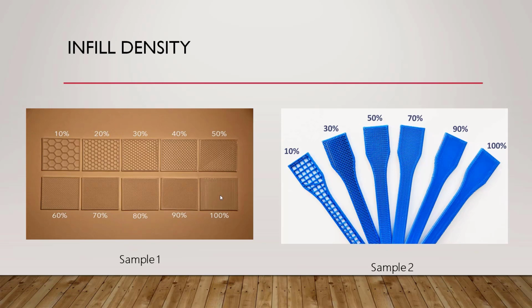In sample 2 again you can see 10%, 30%, and you can clearly see how density varies and how it affects your print. If density is high, then your product will take a long time, more material will be consumed, and many more things. So you should decide for what purpose you are using your product. There are lots of parameters, so in the next lecture we will talk about every parameter in detail with custom settings.